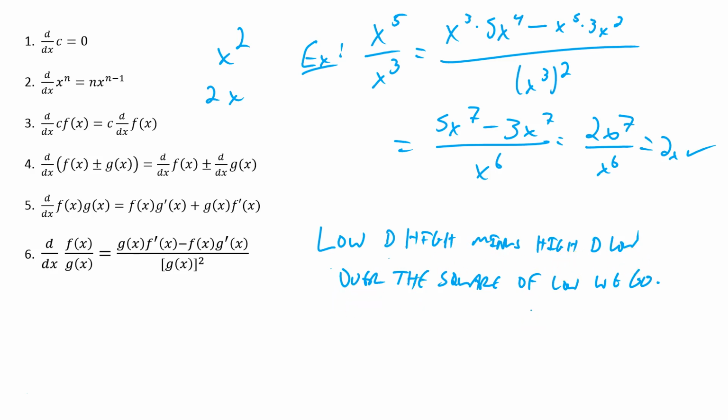Say it with me. Low d high minus high d low over the square of low we go. One more time. It's like the bouncing ball in the Disney movies. Low d high minus high d low over the square of low we go.